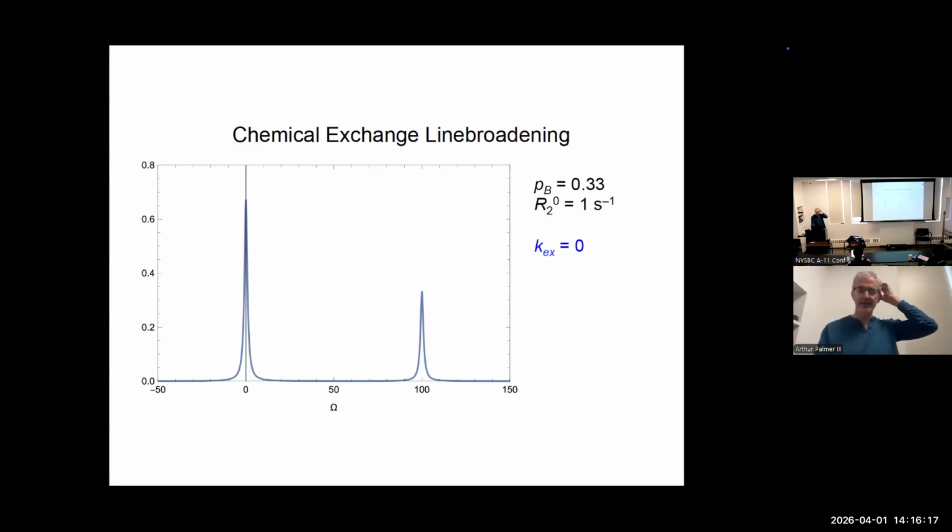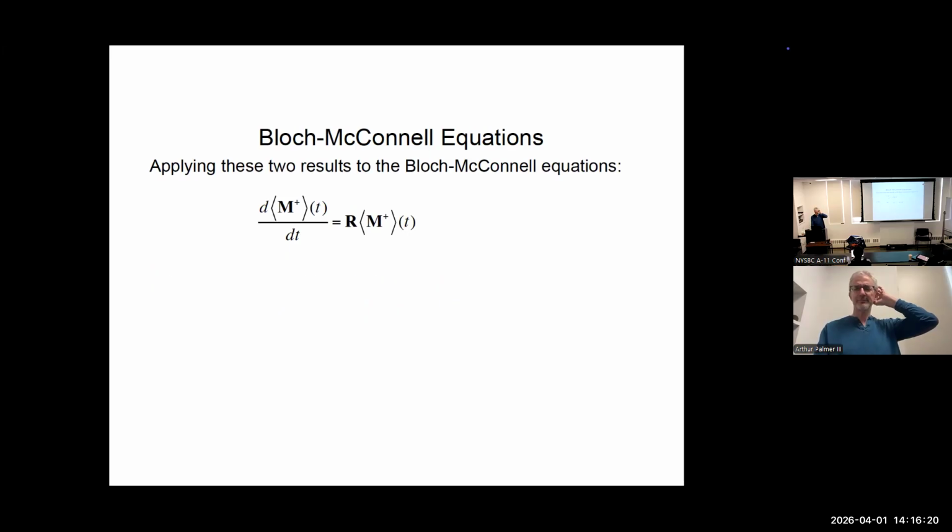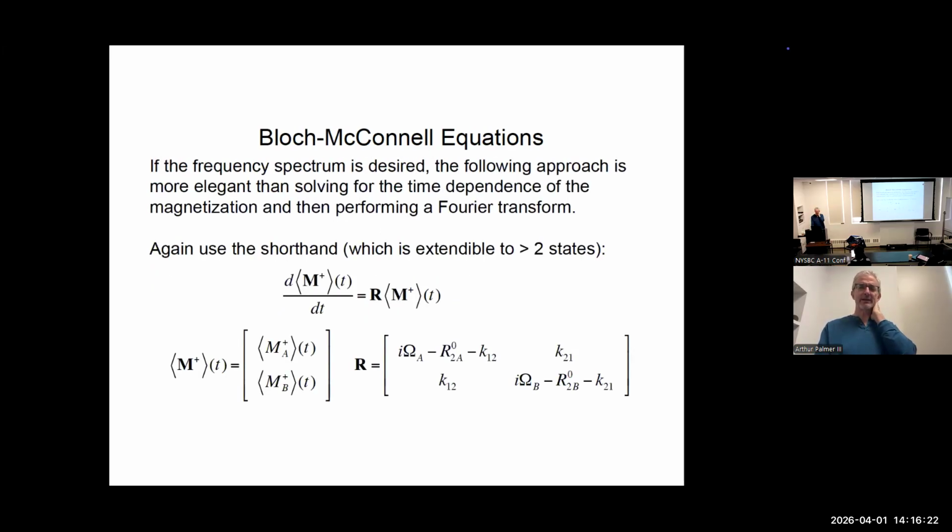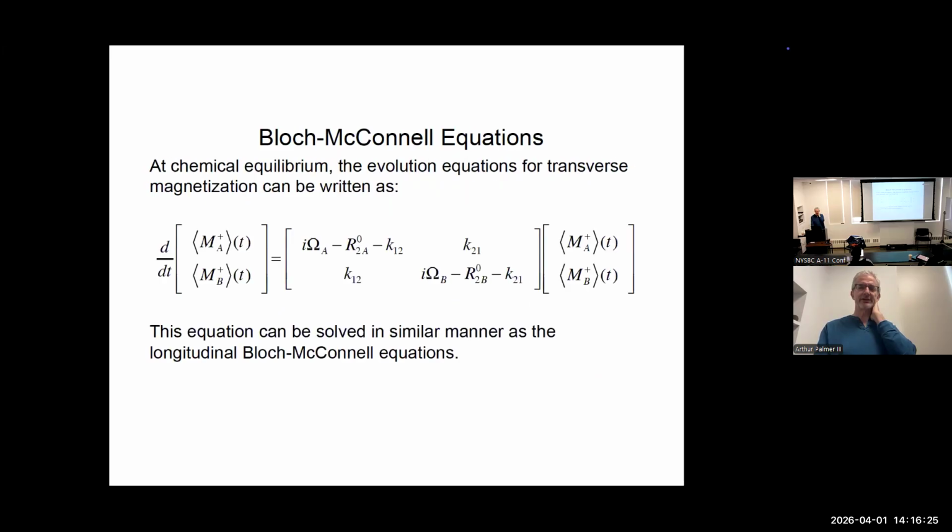Now, before we go on, let's come back to this matrix here. If there's no exchange, we just have precession at the A frequency and decay with the R2 of the A state, and similarly for the B state. Now, suppose there is exchange, there are jumps, but k is very small. The jumps are slow. What's the effect going to be?